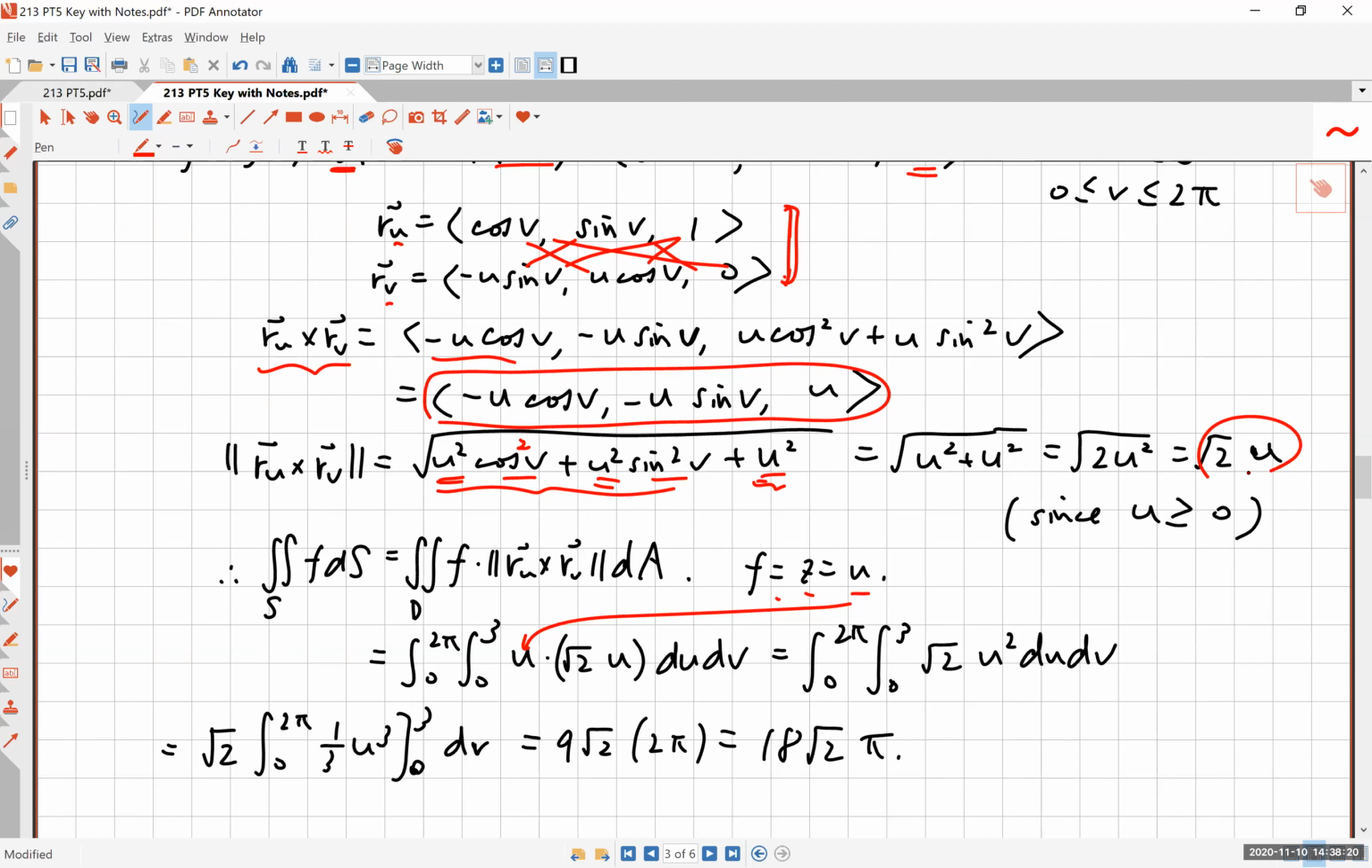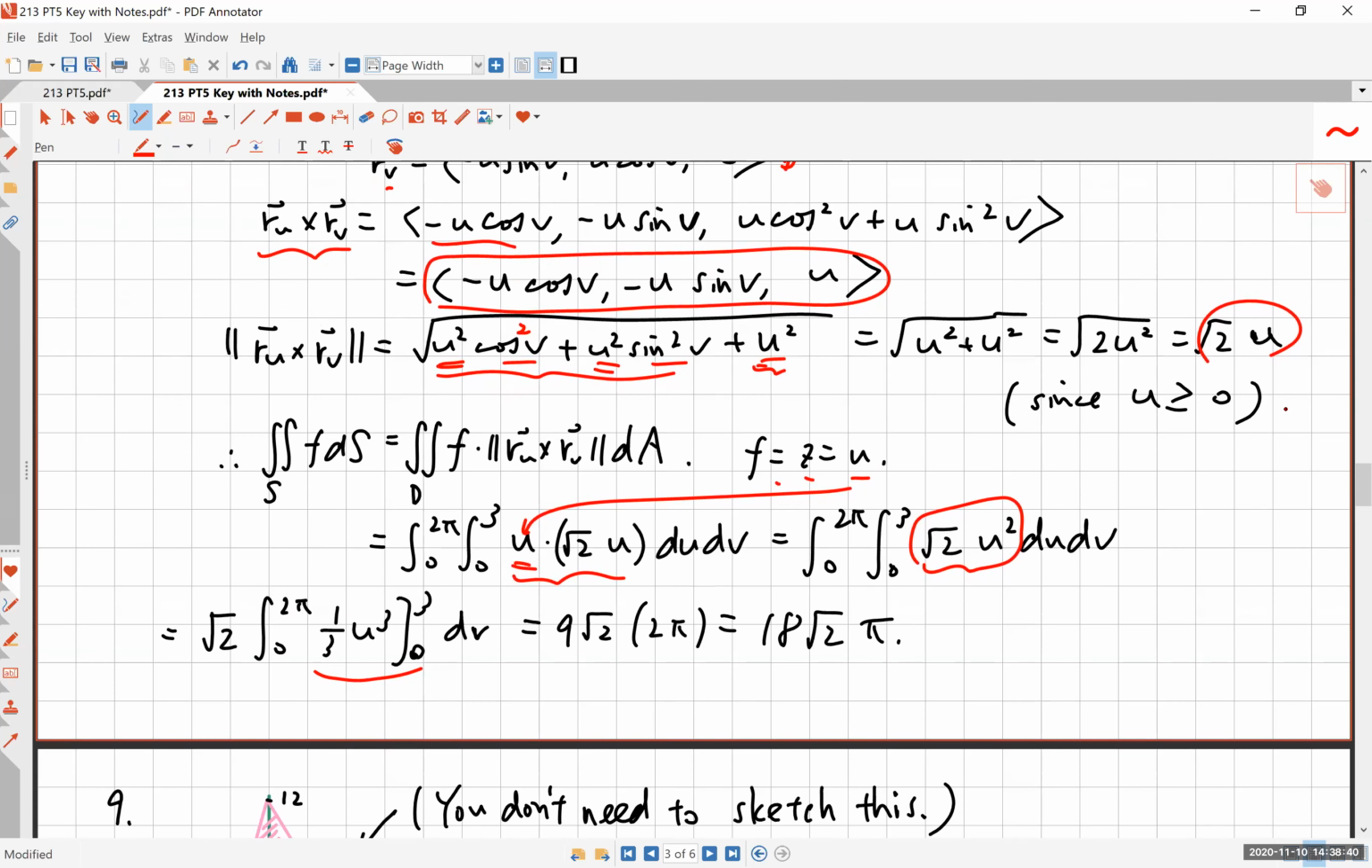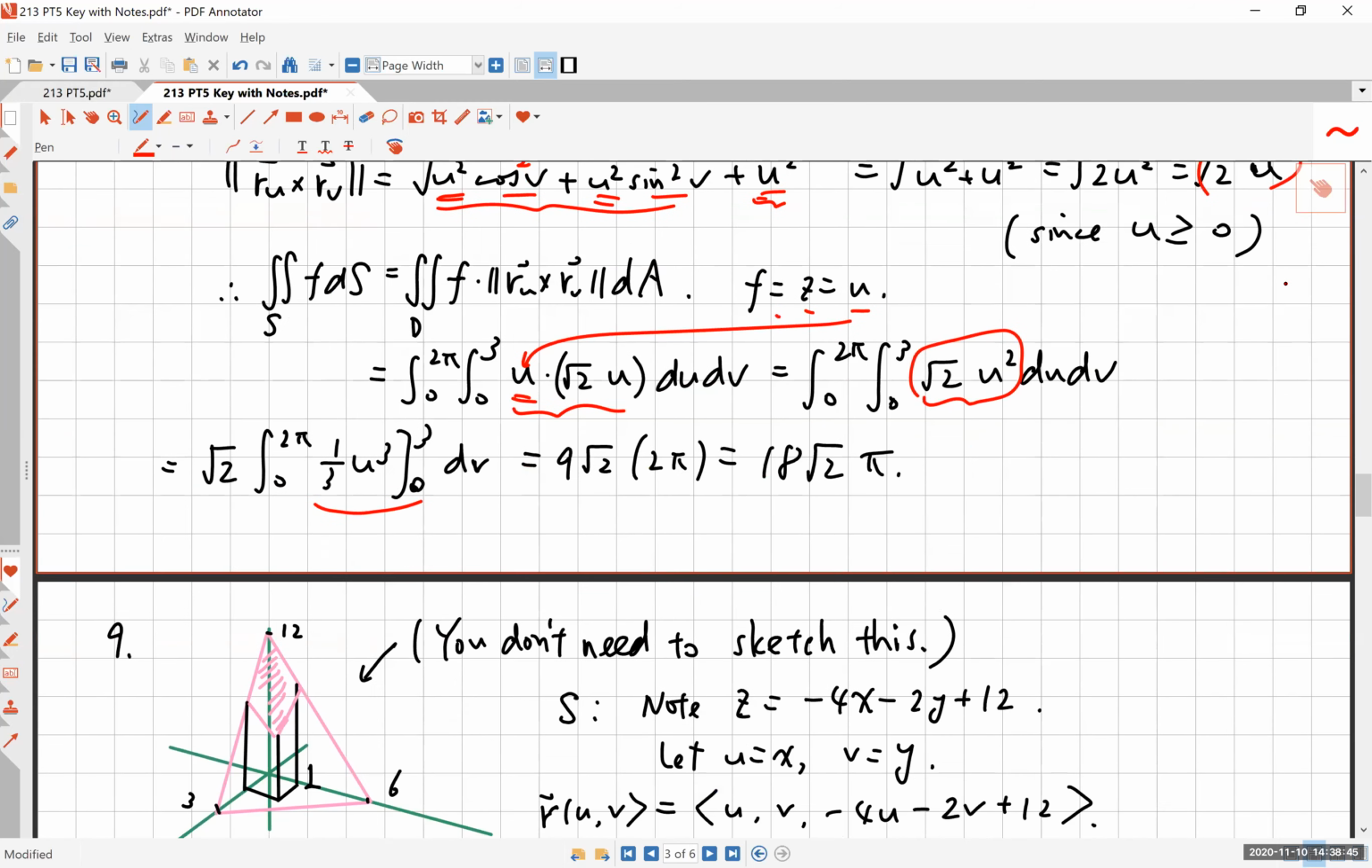This is the integrand following u, which is your function f of x, y, z. So you integrate this thing, which is that. This is your entire integrand. You can move the square root of 2 in the front. u squared becomes one third u cubed, and then plug in 3 and 0 and get your answer. That's 18 times pi times the square root of 2. All right, let's go to number 9.